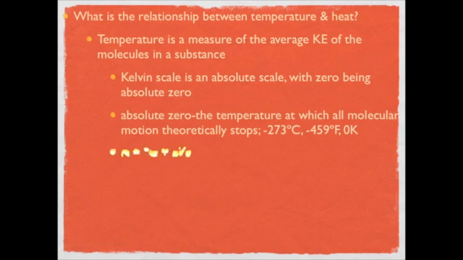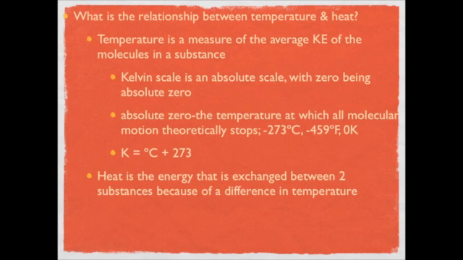In physics, we must always use the Kelvin scale, so let's look at how to convert from Celsius to Kelvin. To find the Kelvin temperature, simply add 273 to the Celsius temperature. That about covers it for temperature, so now let's look at heat.